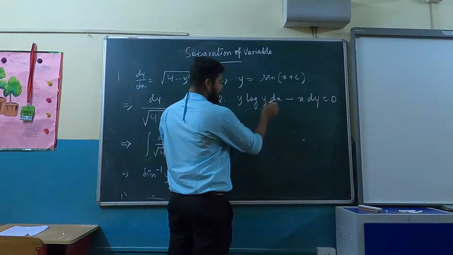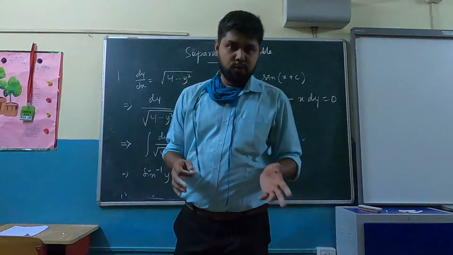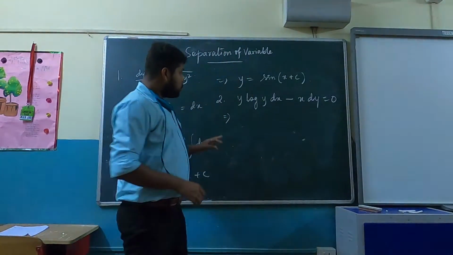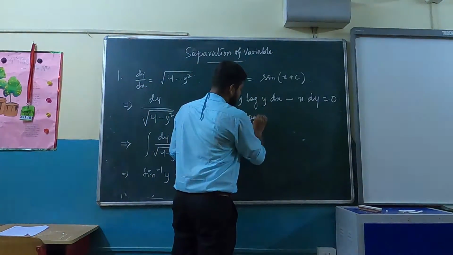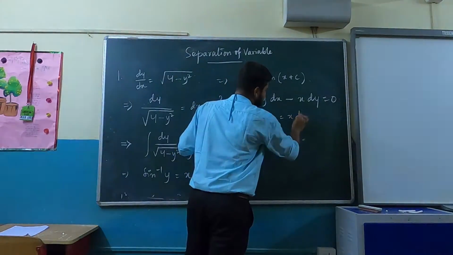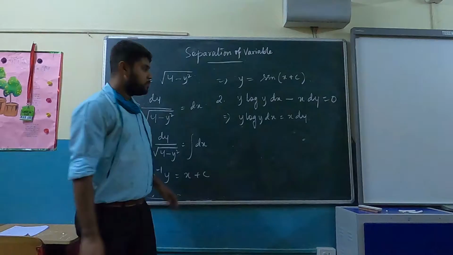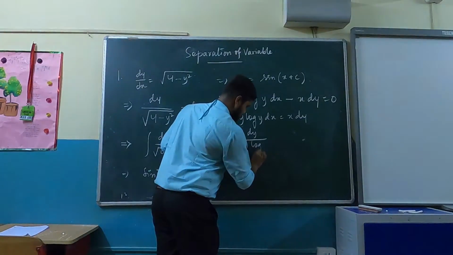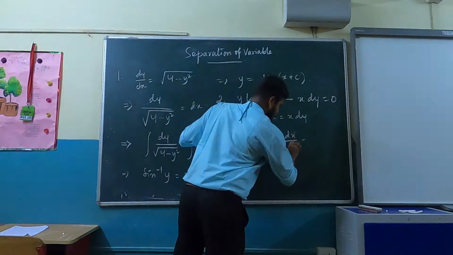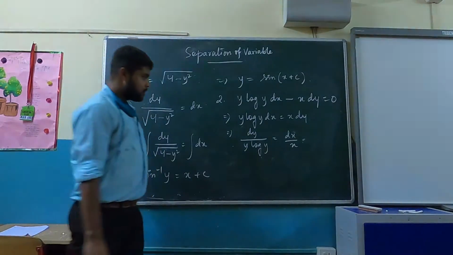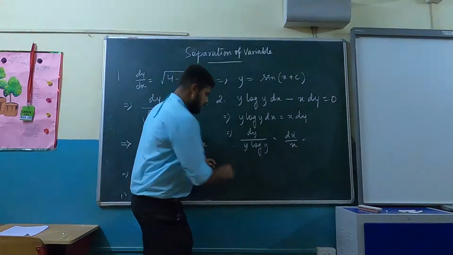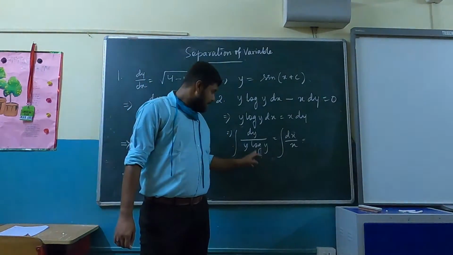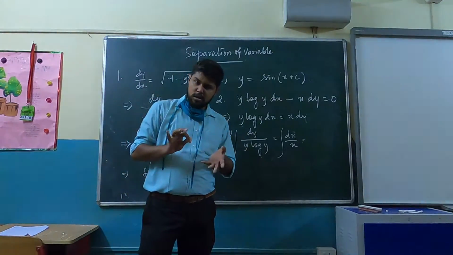So from here I can write, I have to separate out the variables. So with dx I need to keep x, with dy I need to keep y. So first y log y dx is equal to x dy, or dy by y log y equals dx by x. Now this becomes integration. If I consider log y as z, then dy by y becomes dz. So all those things are understood.